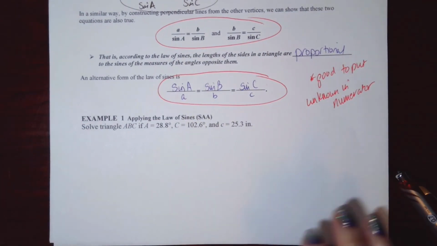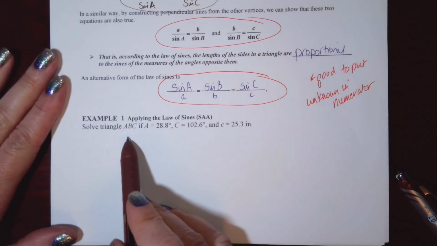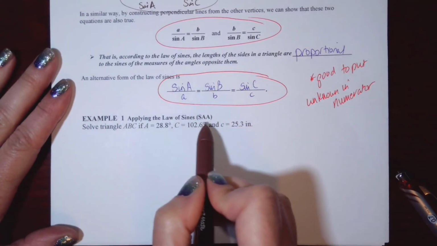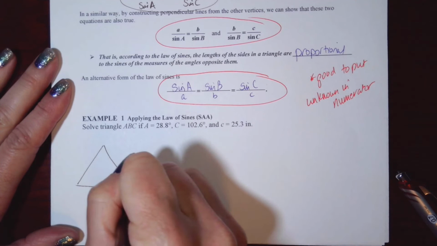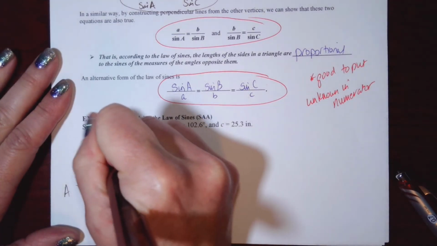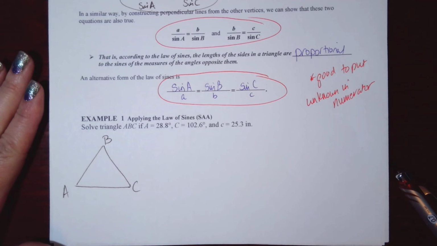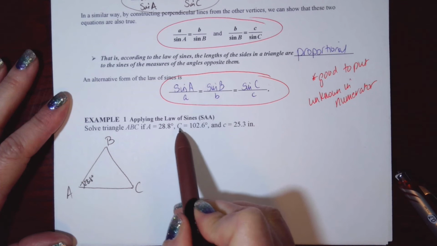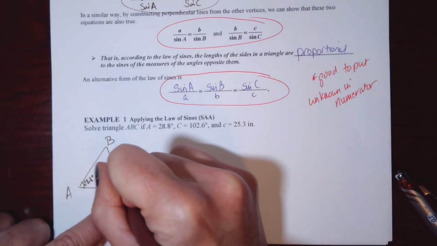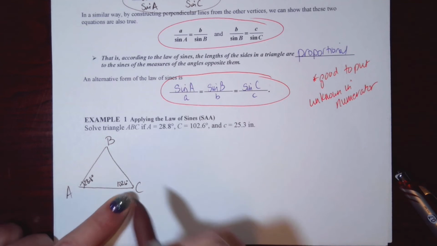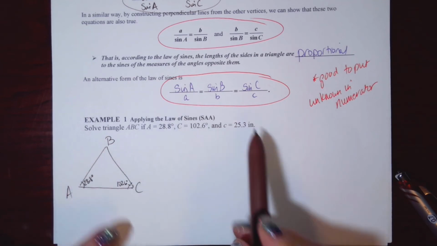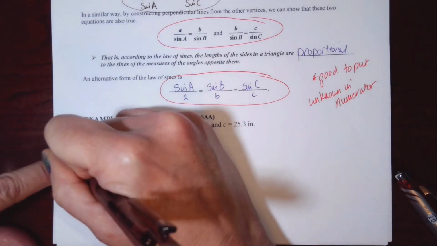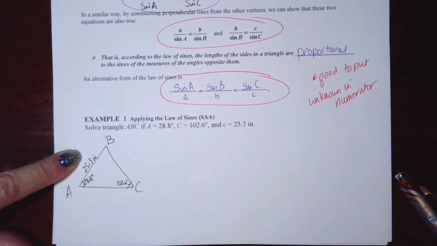Okay, let's solve some triangles. Now we're going to solve triangle ABC. ABC is not a right triangle, it's oblique, and we're going to use law of sines. I have to start with a sketch, guys. You need a well-labeled sketch every single time. So we've got triangle ABC. Angle A is 28.8 degrees. Angle C is 102.6. Now notice I didn't draw it to scale. That's fine, doesn't matter. But I've got two angles, and then I know side C. Well, side C is opposite angle C, so this has to be side C, 25.3 inches.